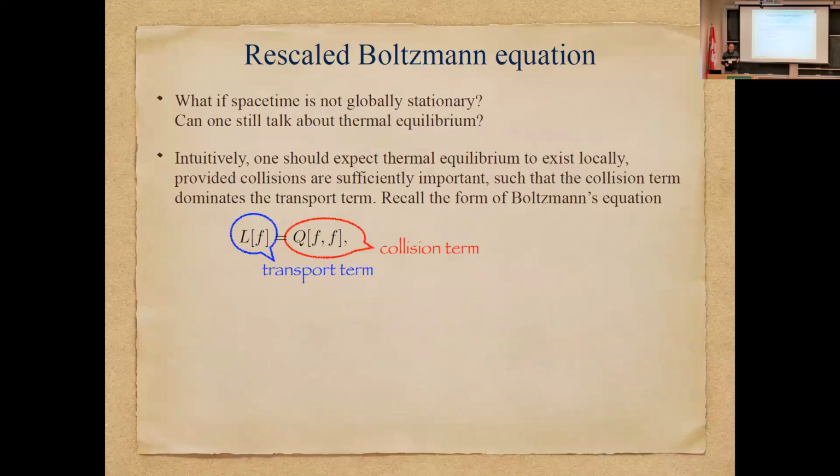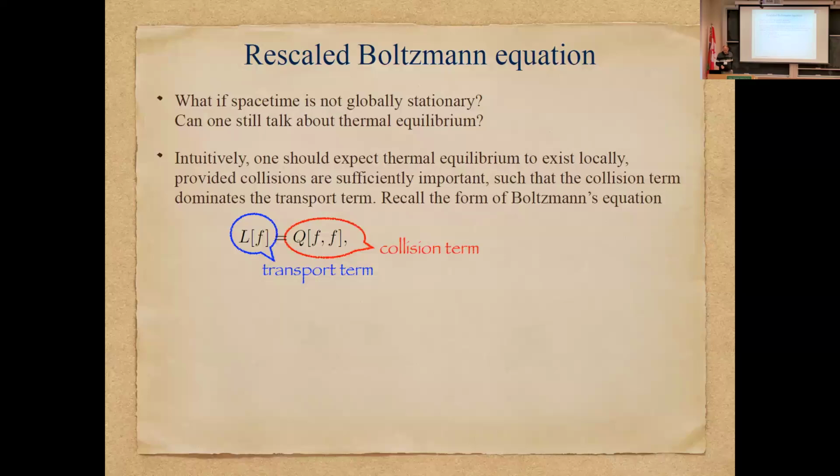Okay, but now what if you want to look at a space-time which is not globally stationary, like you're going to do cosmology or something like this? Can one still talk about thermal equilibrium? And this is where local equilibrium will come in. The intuition here is that one should still expect to have at least approximate thermal equilibrium states, provided that the collisions are sufficiently important. Sufficiently important means that somehow the collision term dominates over the transport term.